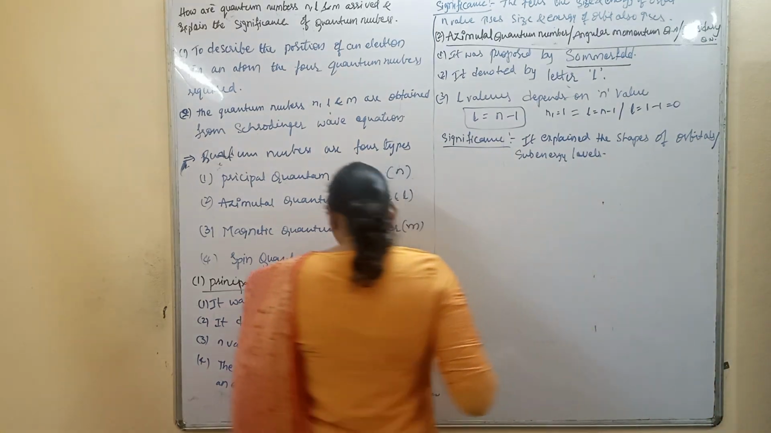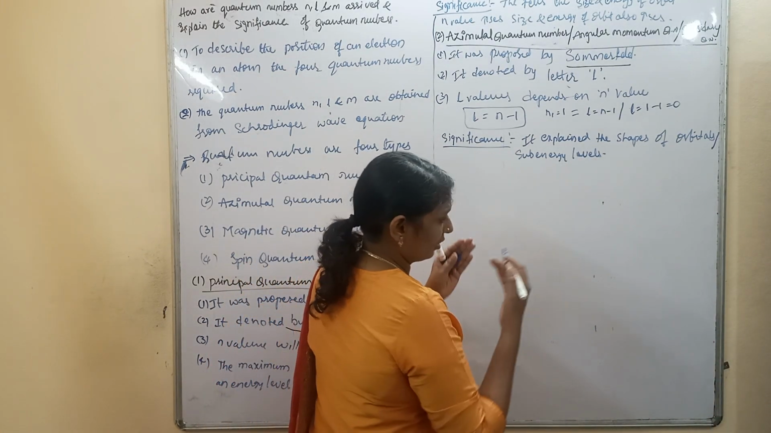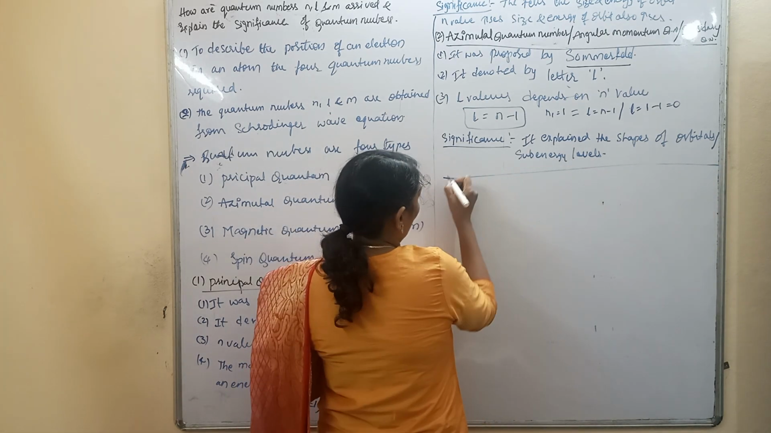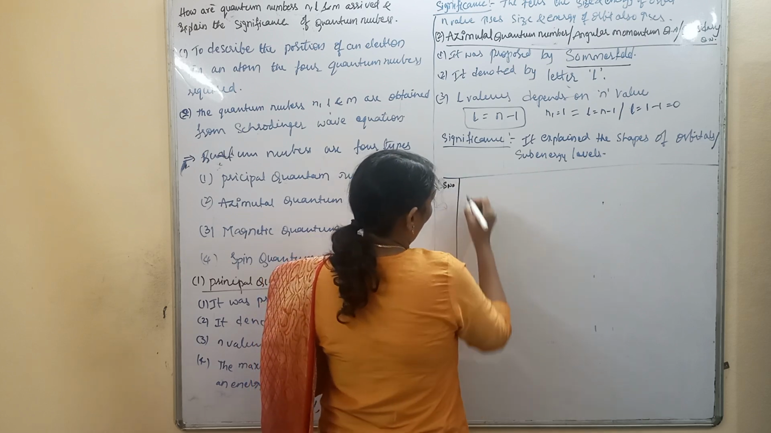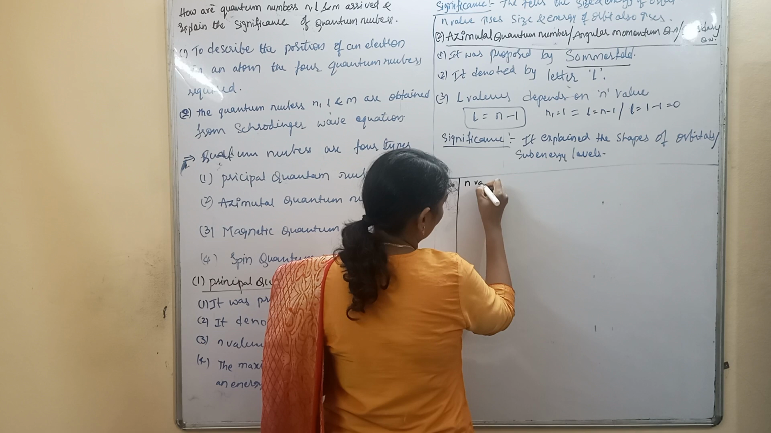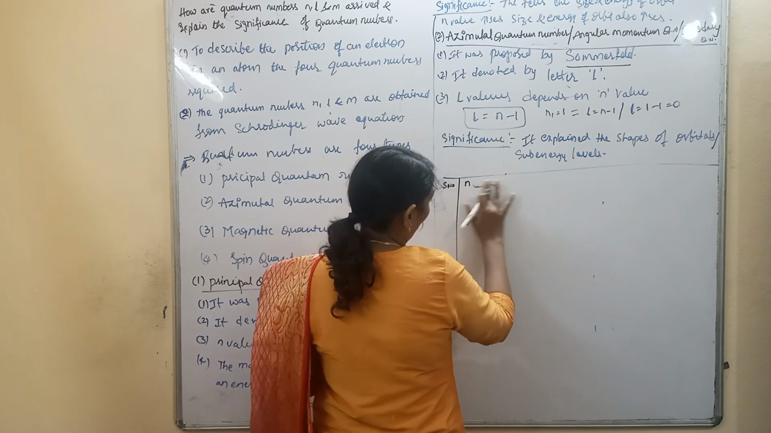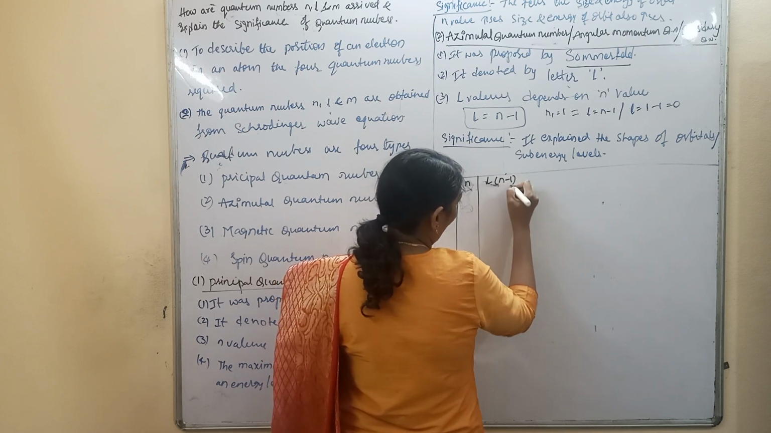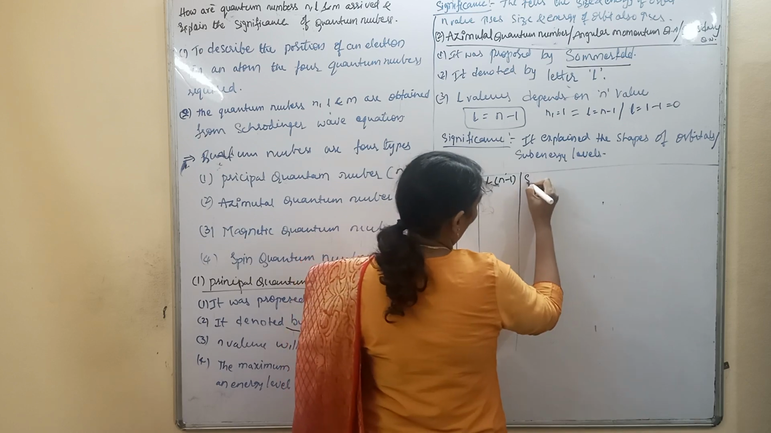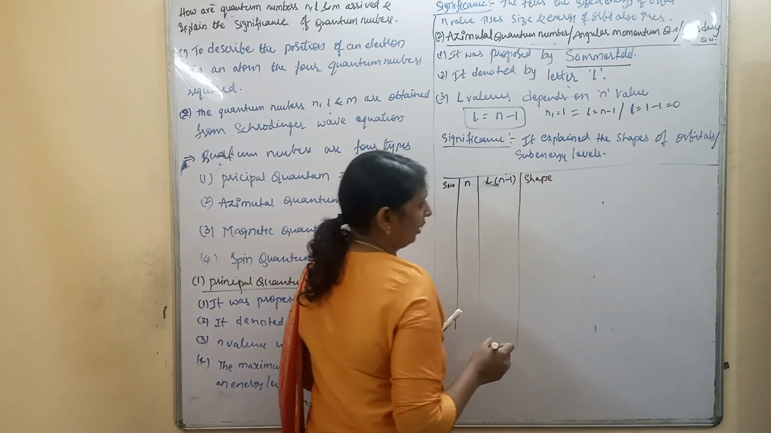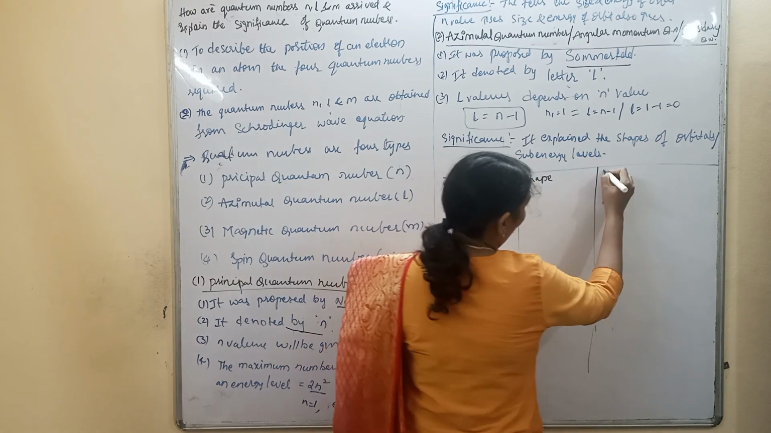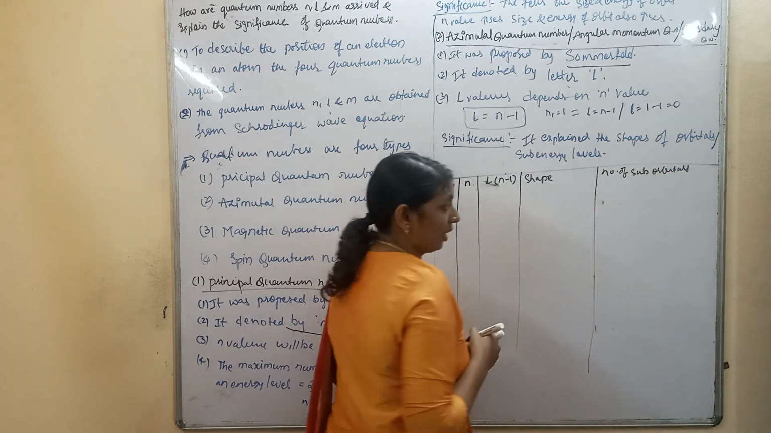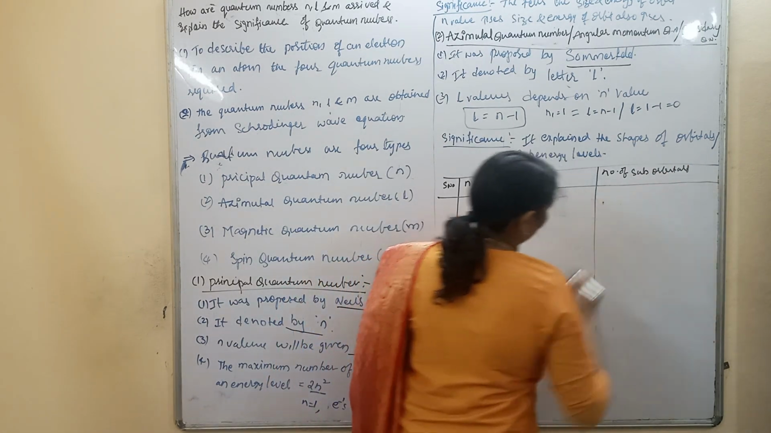Okay, first of all, you have to draw one table. You will get the answer very easily. Very quickly, I am going to write the table. First of all, you take serial number. Now you take n value, directly n here. Then L value, in bracket you write n minus 1. Now shape of orbital, and last and final, number of suborbitals. So number of suborbitals also we can learn.